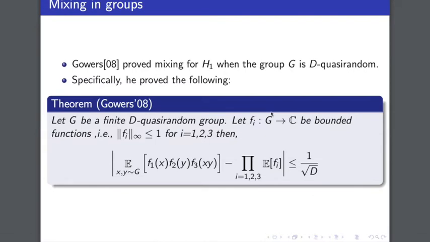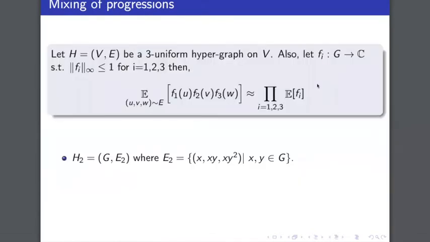And one point I'd like to note here: in this work, Gowers first defined the concept of quasi-random groups and initiated a study of such groups. Later, several results have been proven about these groups, and some of them also found application in theoretical computer science. So let's continue our discussion, and let's focus on the other hypergraph now, which is the hypergraph H2.